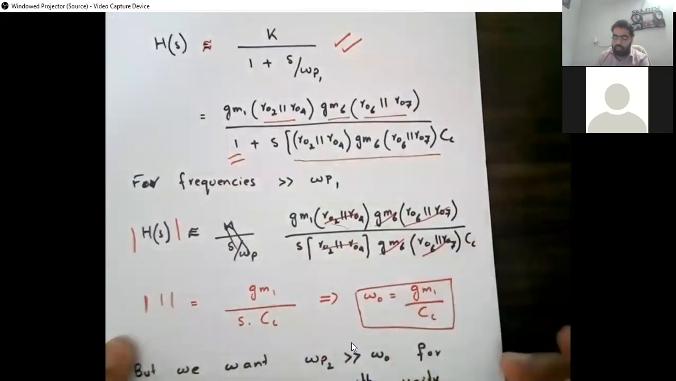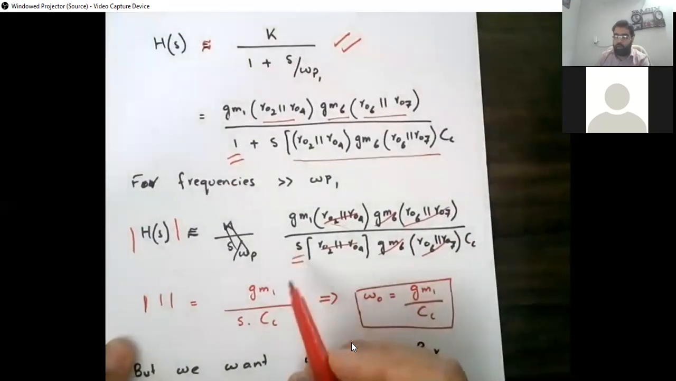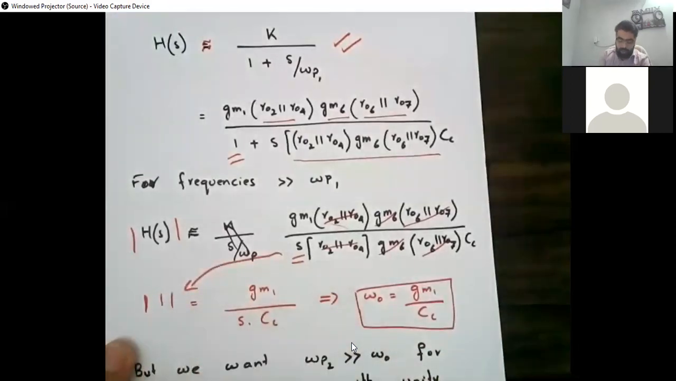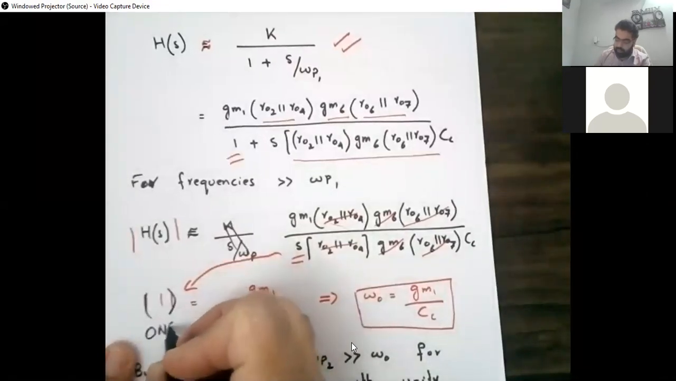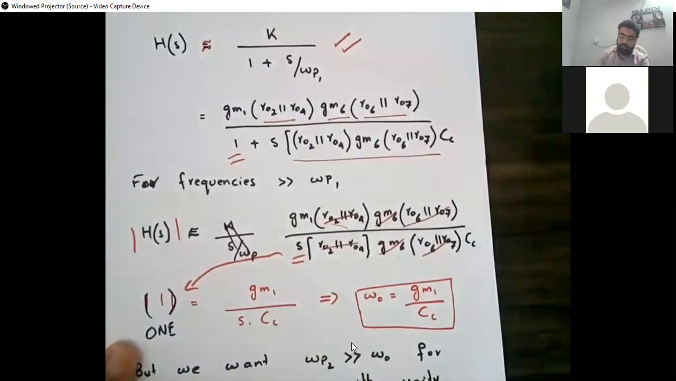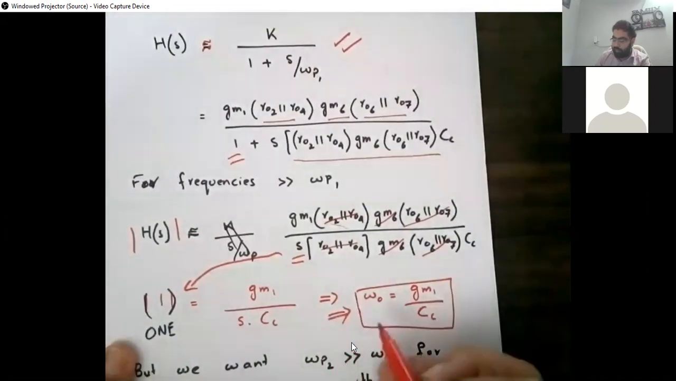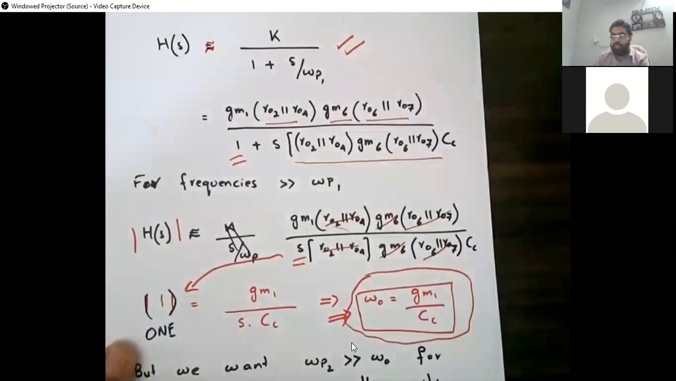So we cancel the terms which can be cancelled in the numerator and denominator and replace this S with omega naught. Why? Since we are measuring the value at unity gain, this is basically a magnitude 1. So this is a 1 value. Okay. So it's a unity gain frequency. So the frequency is going to be omega naught. So we can safely replace S with omega naught and we end up in a relation which is omega naught is equal to GM1 by CC.